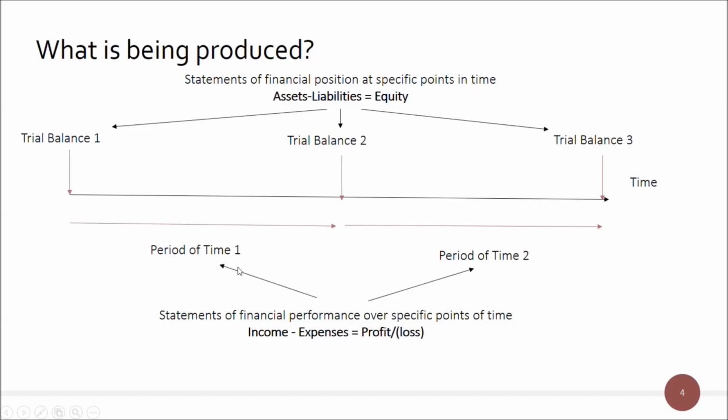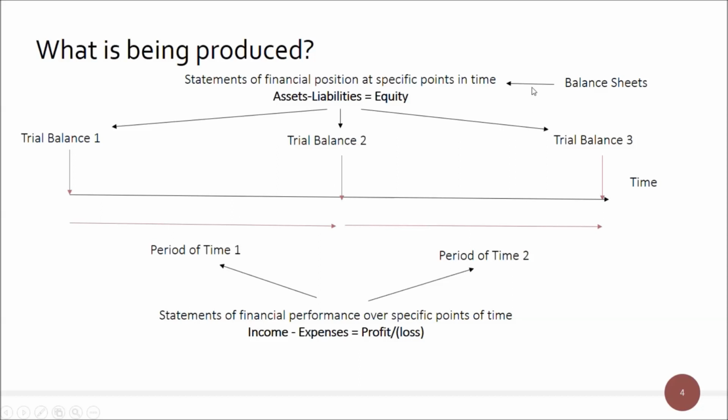Then we've got the other second statement that we're going to have today. We're going to be over periods of time, a statement of financial performance. So how well has this company done over a period of time? So all of this time here being performance over period 1, let's say over year 1. All of this time here, the performance over year 2. And so this is income minus expenses, which is equal to profit or loss.